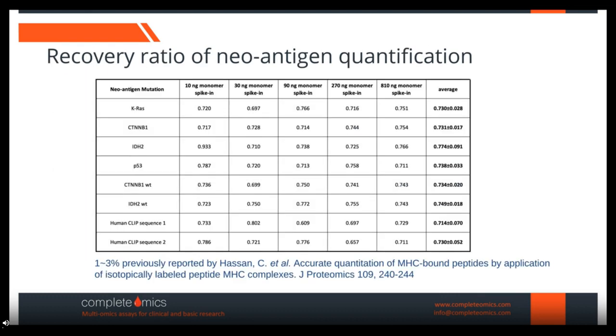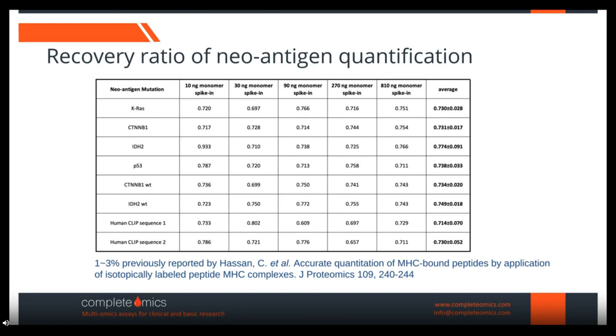So with that, we have established the whole procedure, including the optimized IP system, a cleanup procedure to remove all the detergent contamination from the sample, and a peptide preserving procedure to keep all the peptides with chemically unstable residues in their reduced form. With those three improvements, we built the MANA-SRM pipeline, and we evaluated the recovery ratio of neoantigen quantification.